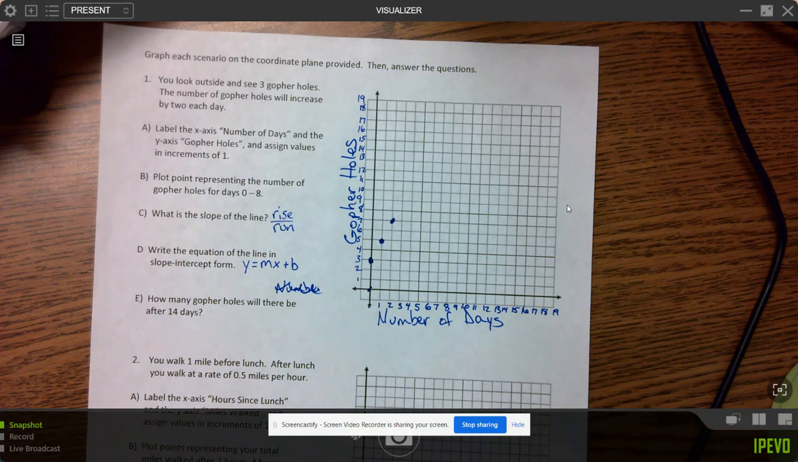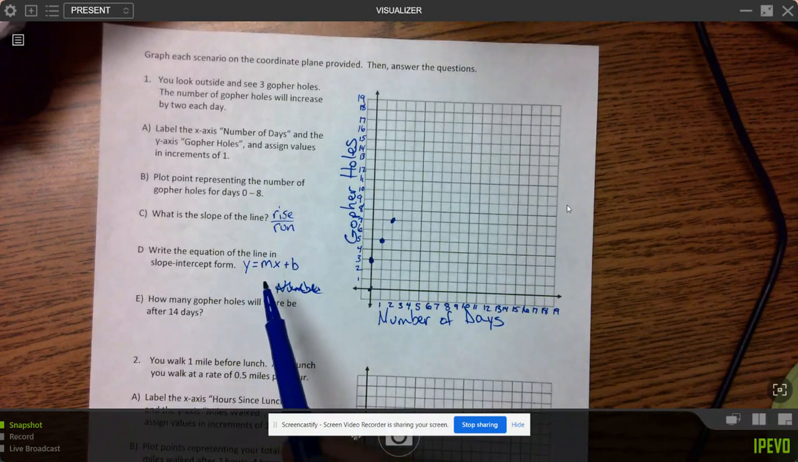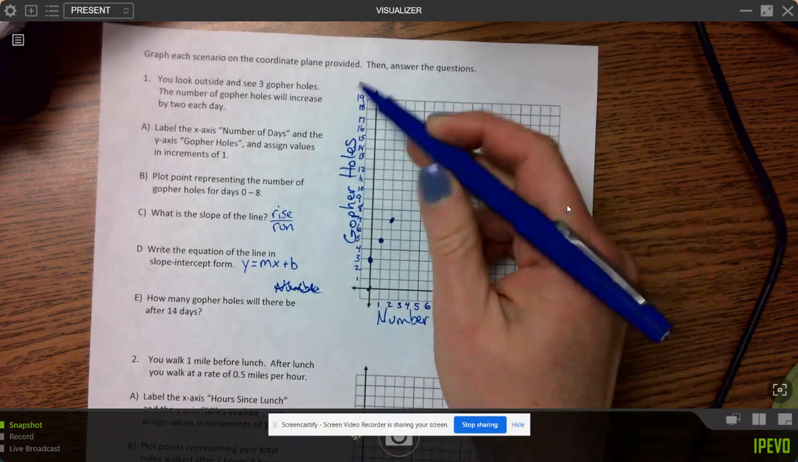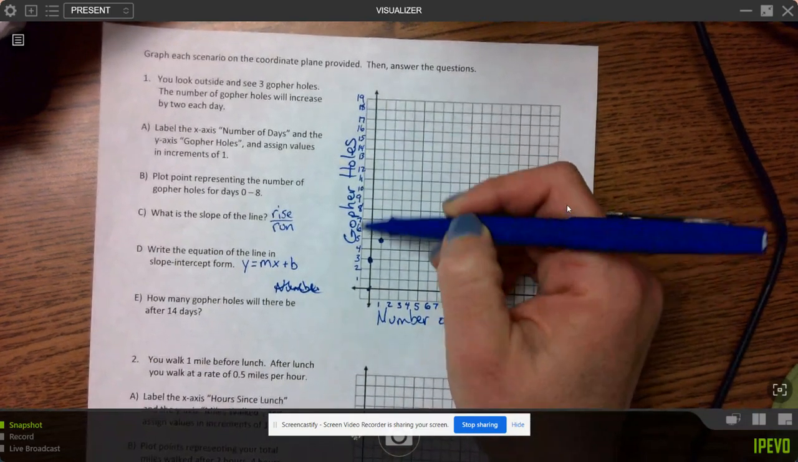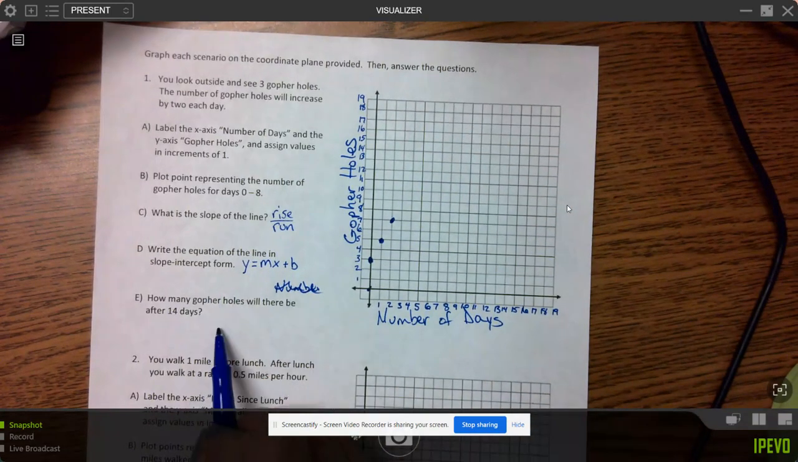So we're using that equation that we've been using, filling in the information that they're giving us, using what we know about finding the slope, to be able to answer our final question of how many gopher holes there will be. Gopher holes is the Y. So we're solving for our Y to get our answer for E.